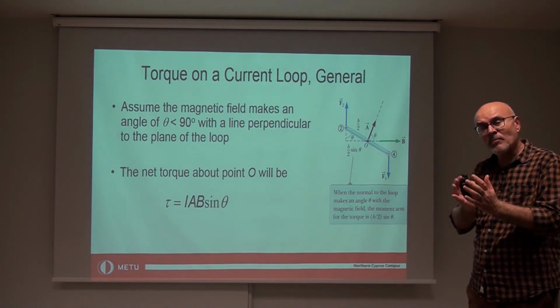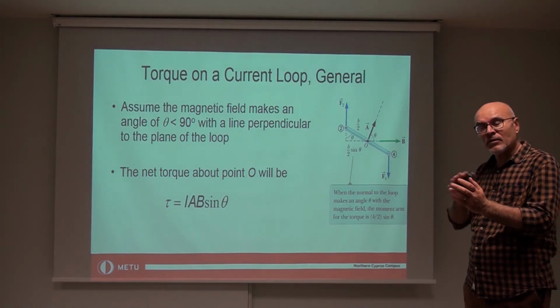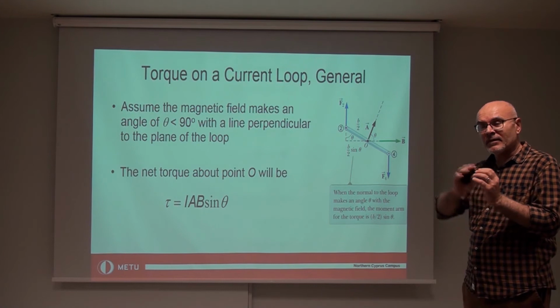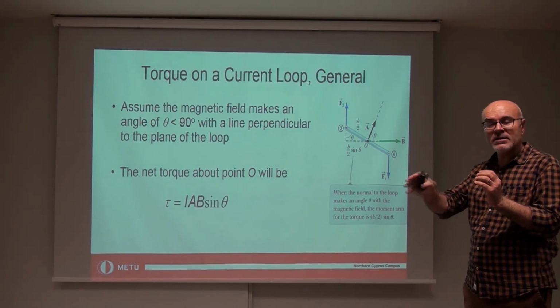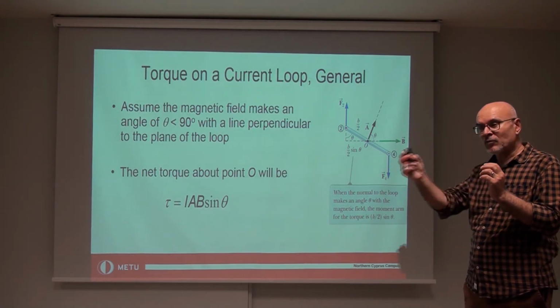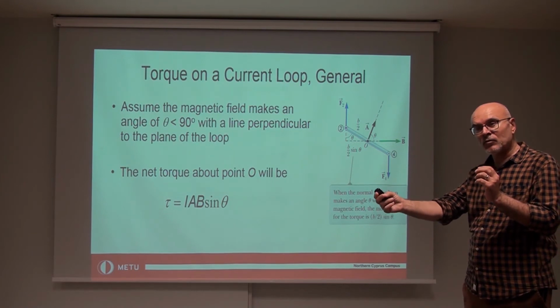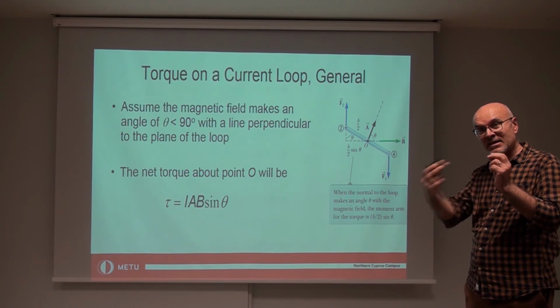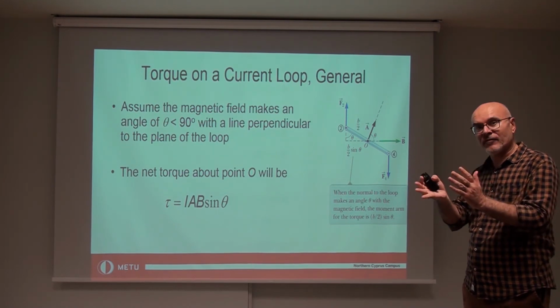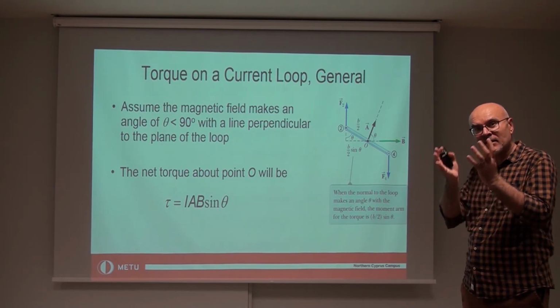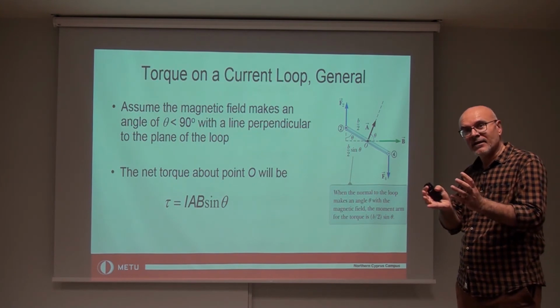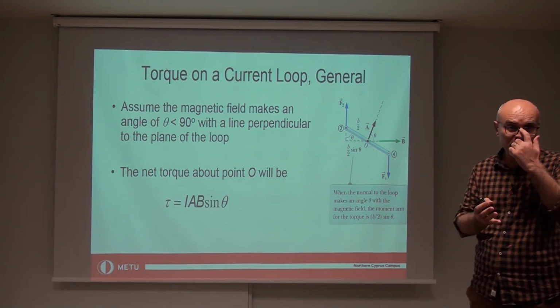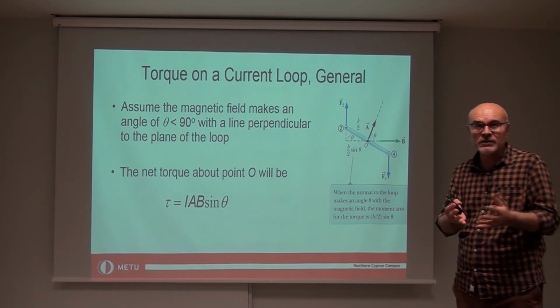If you remember, the torque tau of a force about a given point O was r, the vector that goes from the point where you want to calculate the torque to the point of action of the force, that was the r vector, cross F. And it was a vector also, okay? And probably this is where you first encountered a vector product in your study.